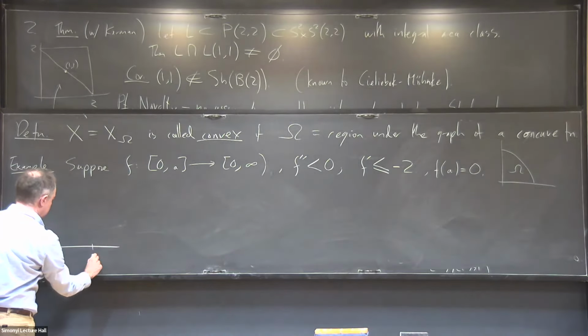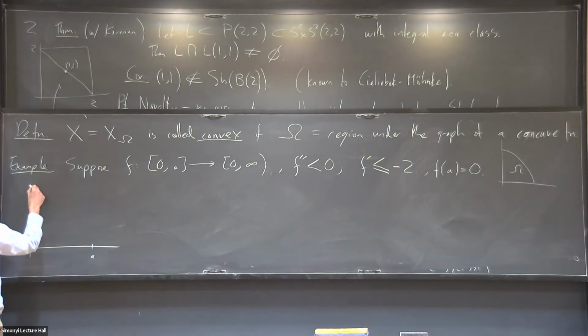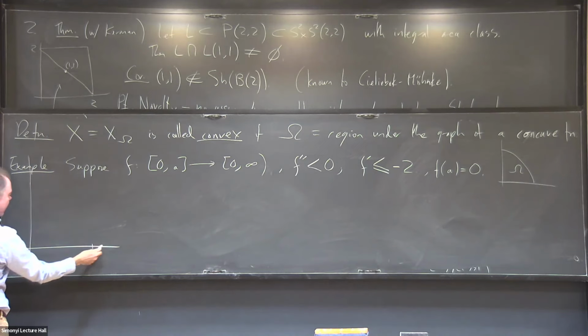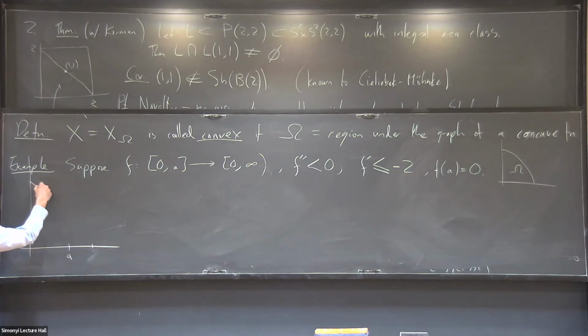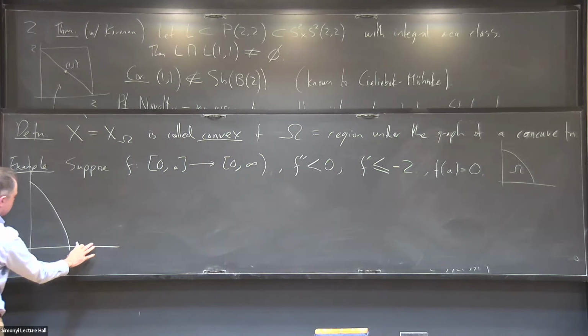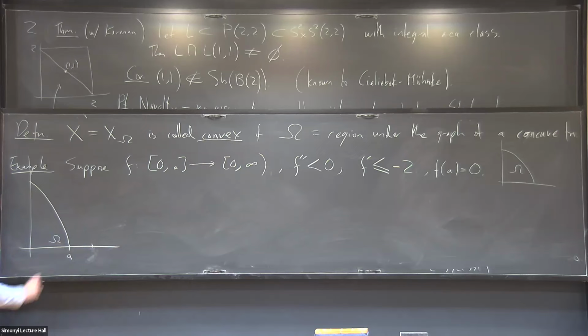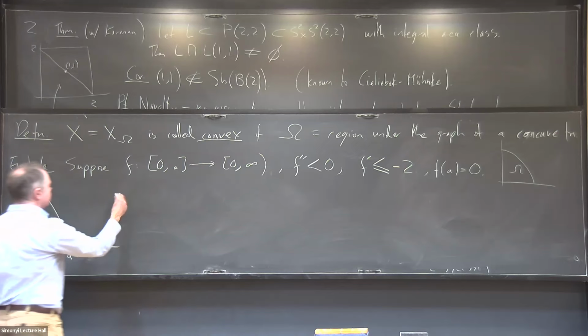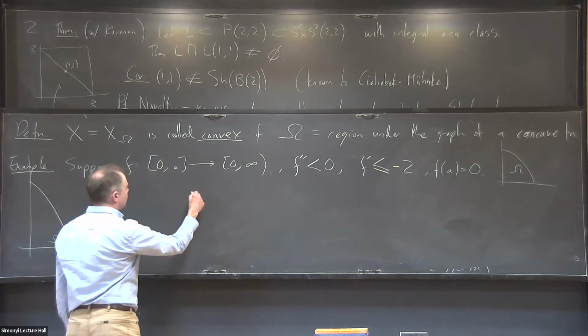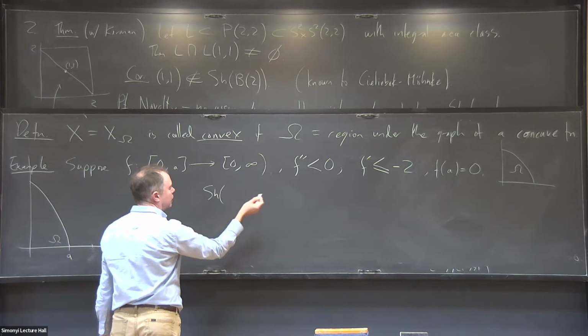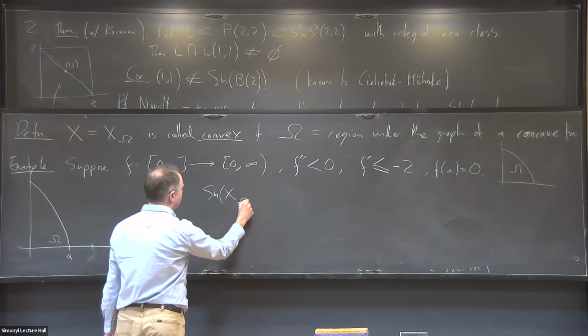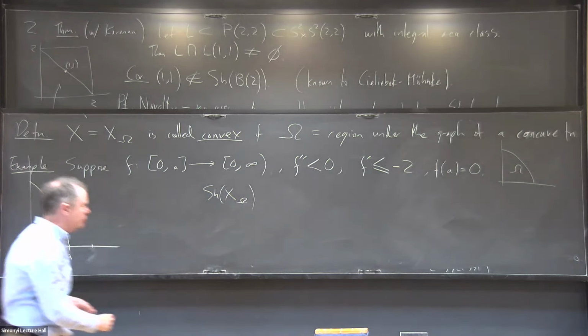So a is here. We're looking at some fairly steep concave functions, and this could be the omega. So what's the shape of this? I'm interested in the shape of X omega. Omega is just the area under the graph.